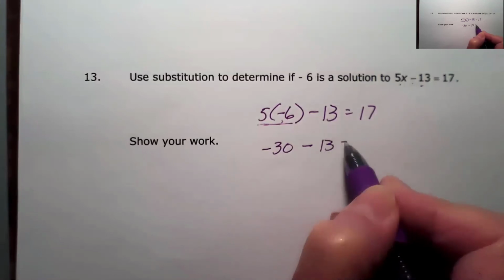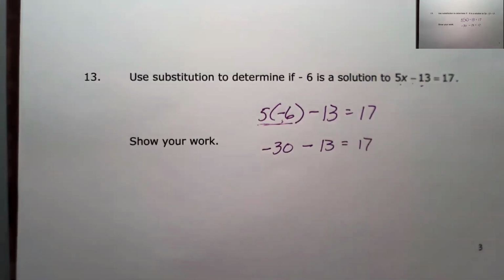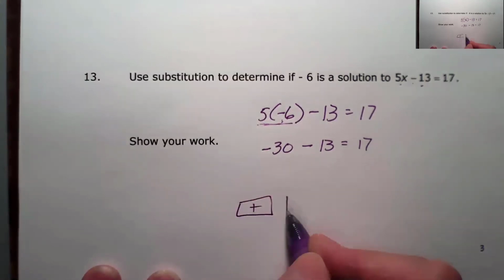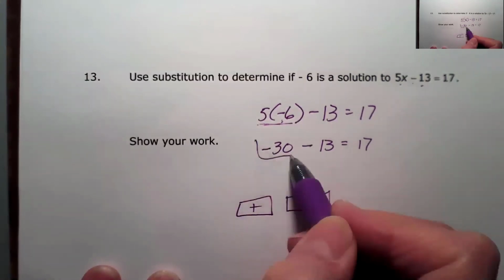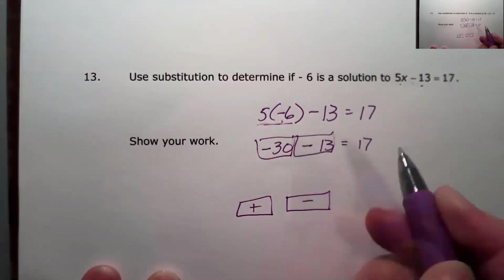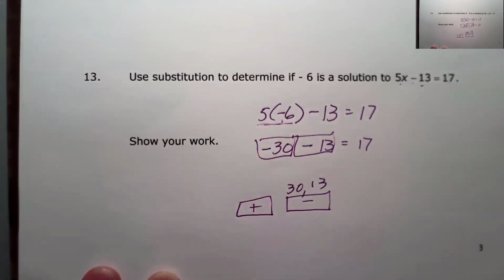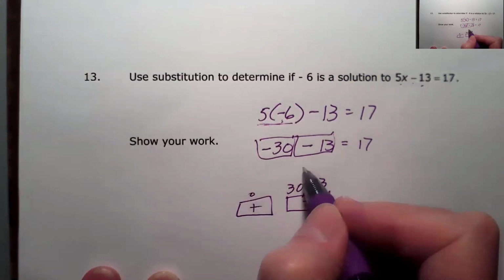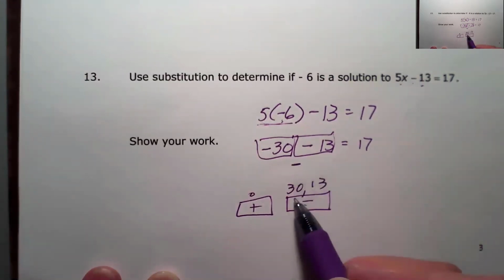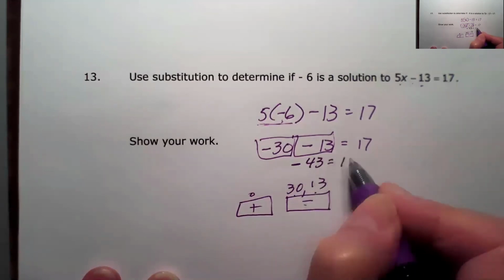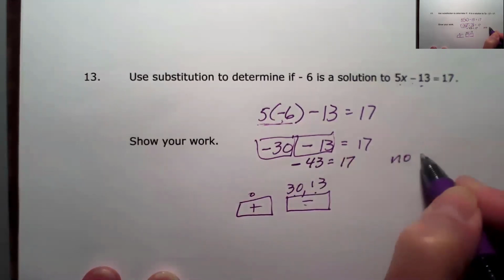Minus 13 equals 17. Does it? Well, no, because a negative 30 minus 13, if I use the box method, they both are negative. So I have 30 in the box and 13 in this box. Which box has more? There's none here, so this box has more, so the answer is negative. How many more? Well, 30 plus 13 is 43. So no, that one does not work.